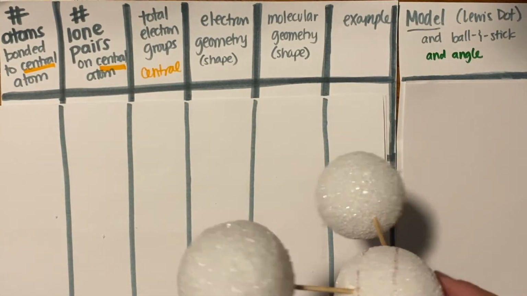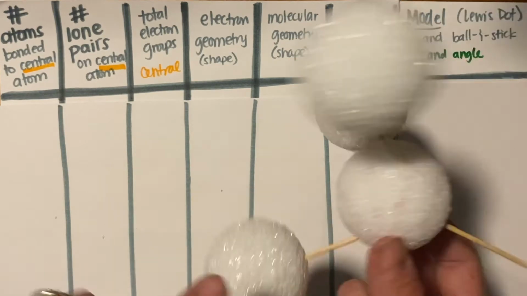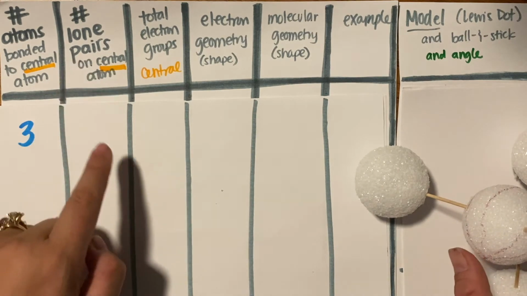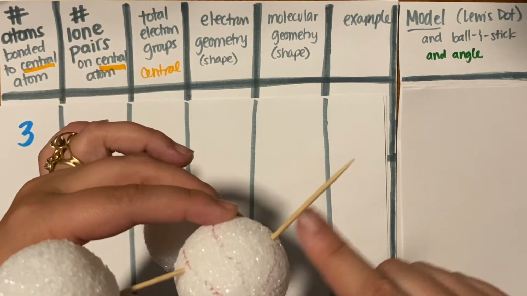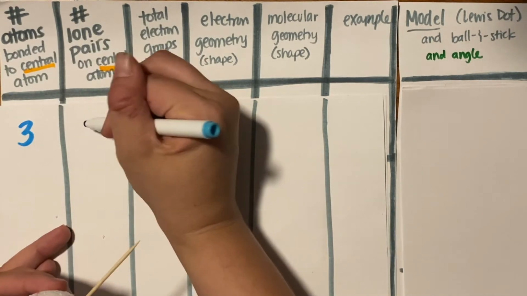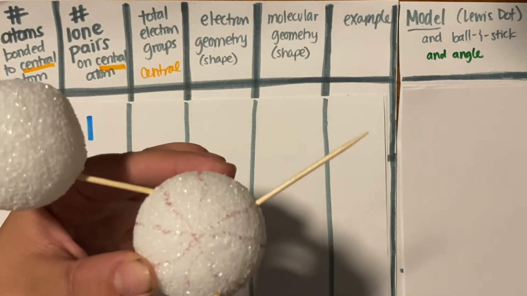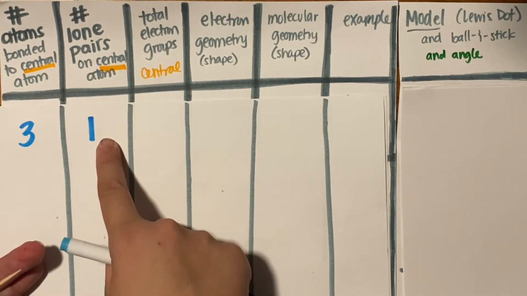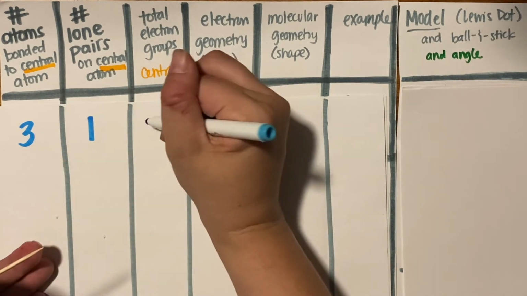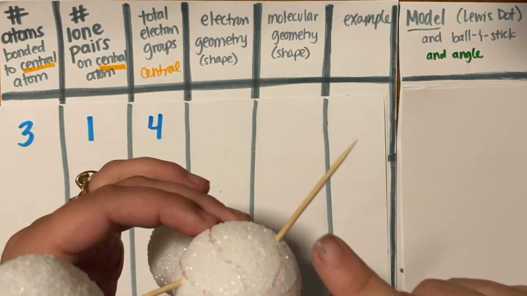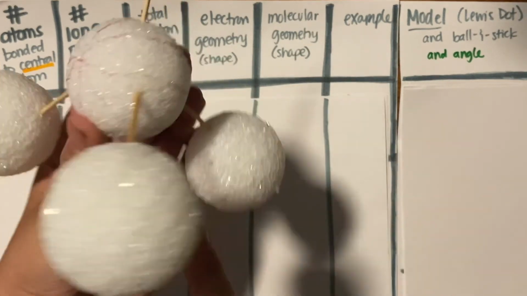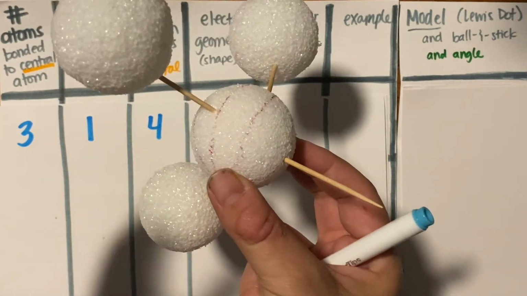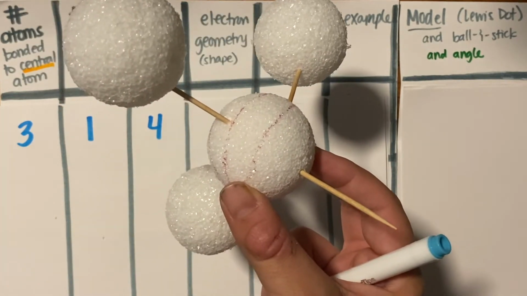So how many atoms are bonded to my central atom? 1, 2, 3 are bonded to the center, right? So 3 atoms are bonded, and now how many lone pairs are on my central atom? This little toothpick is going to represent 1 lone pair of electrons, okay? So total electron groups is going to be these two guys added together, okay? 3 plus 1 is 4, all right? And you can look, 1, 2, 3, 4 electron groups, right? 4 toothpick directions that electrons are going from your central atom, okay?